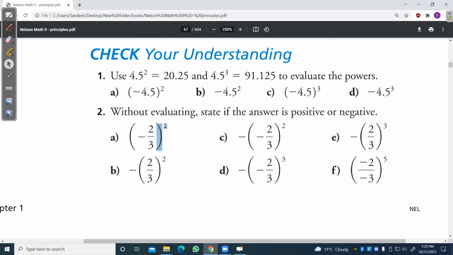It's only positive if the negative sign is inside the bracket of the squared. B is 2/3 squared. There's a minus sign outside, so this is gonna be a negative number. What about C? Positive? Try again. C won't be positive because when you open this negative, you'll get a positive, but then there's a negative sign outside. So the entire thing would be negative. Yeah.